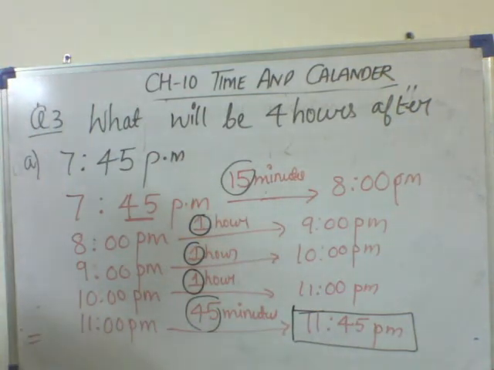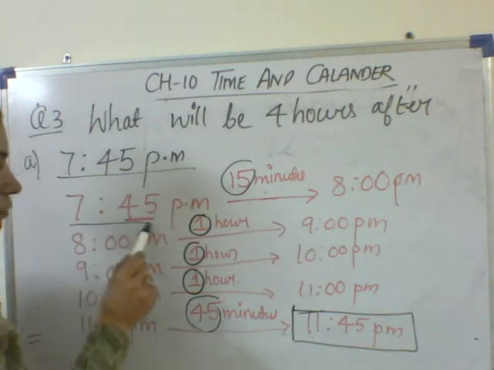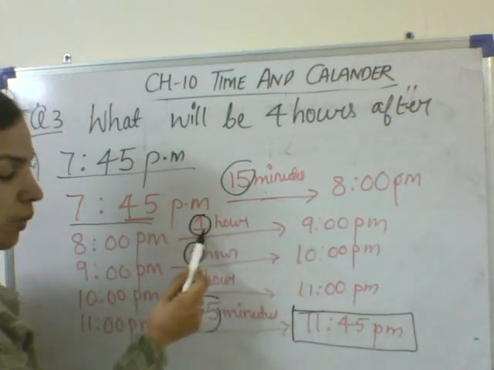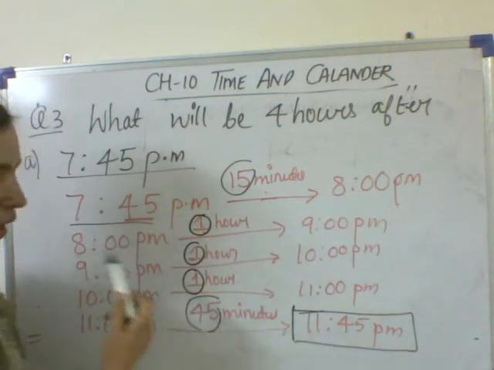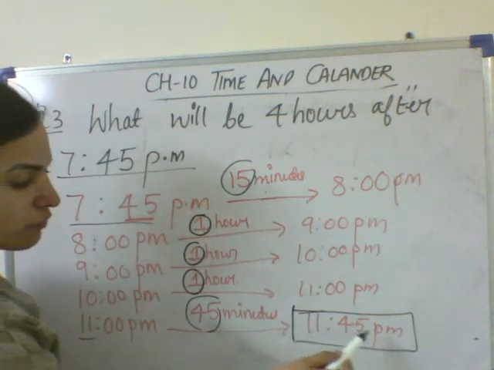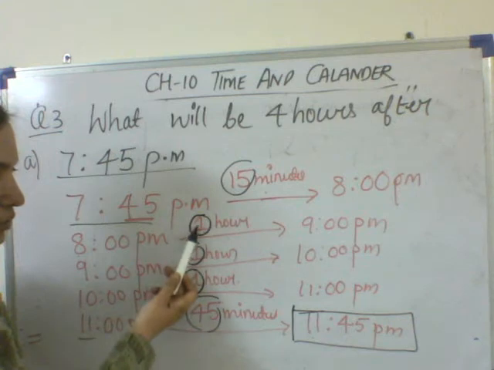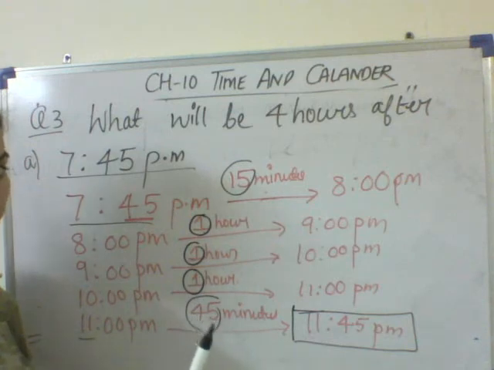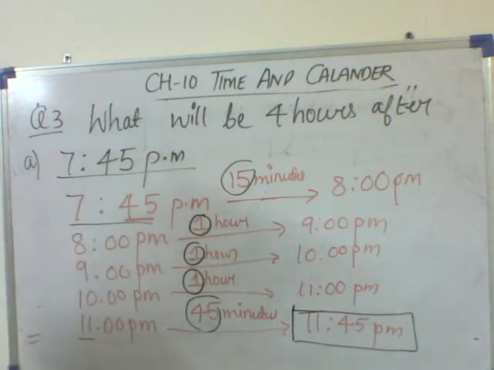So again let us revise this question. What we have to find? What will be 4 hours after? Here the timing is given 7:45 p.m. So from 7:45 p.m. to 8 o'clock, 15 minutes gap is there. From 8 to 9 o'clock, 1 hour. From 9 to 10 o'clock, 1 hour. From 10 to 11 o'clock, 1 hour gap is there. And from 11 o'clock to 11:45 p.m., 45 minutes gap is there. If I add this all, 1, 2, 3 hours, and 15 plus 45 is 60. 60 minutes is equal to 1 hour. So complete it is 4 hours. So after the 4 hours, the timing will be 11:45 p.m.